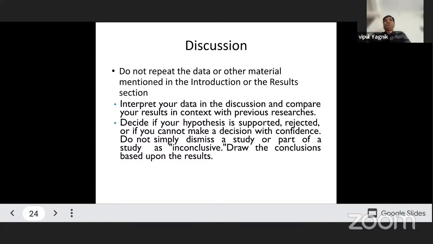Suppose you are not sure whether this study is helpful or not, then you can write that this study has a few limitations and that a further sample or further randomized controlled trials are required to draw a specific conclusion. That can be mentioned. Next slide, please.